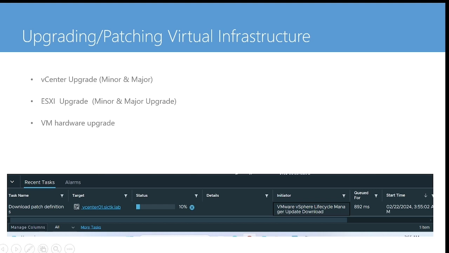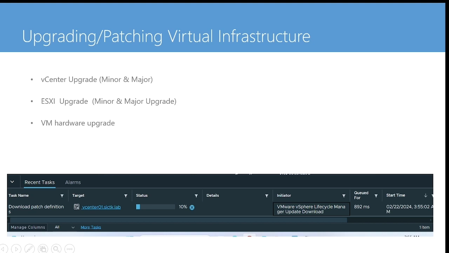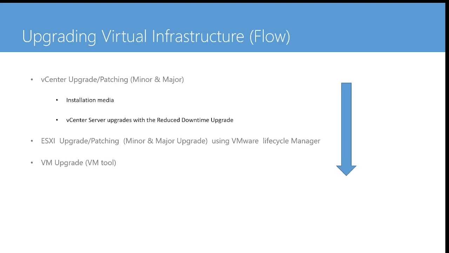So as you can see at the bottom part here, this is vCenter. This is the progress of tasks ongoing, downloading patches. The initiator is VMware Lifecycle Manager, downloading patches. So it's also very important that your vCenter has a connection to the internet so that it can download patches.